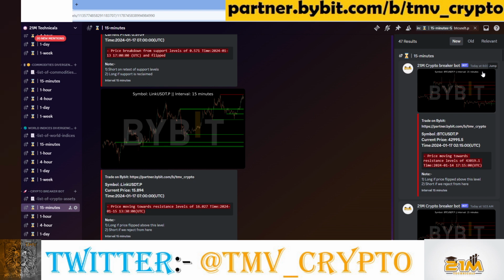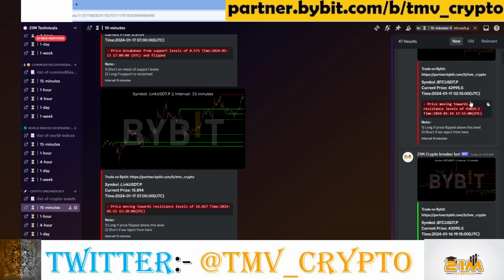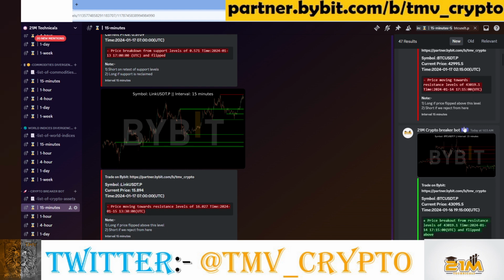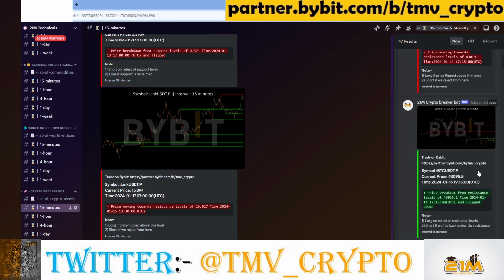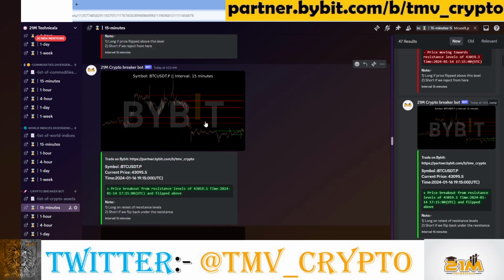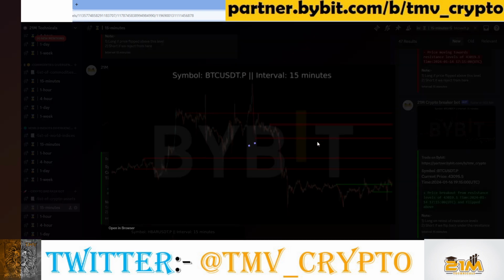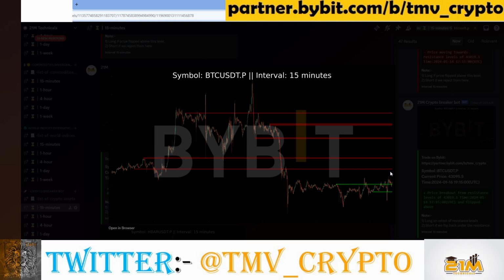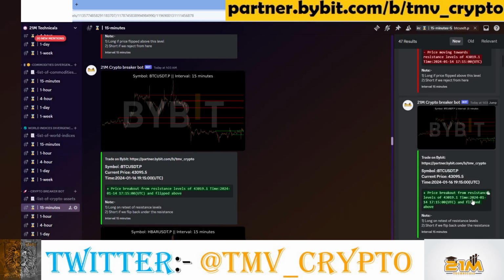You will see that today at 8:03 PM, we got the price moving toward the resistance level of 43,019. Yesterday, today at 1 in the morning as well, the price broke out from the resistance level of 43,019, and the current price is 43,094. If you literally jump to those levels, you will see what actually happened. The price broke out from these levels and went to the previous levels of 43,400. It pumped almost close to $400 after this breakout.